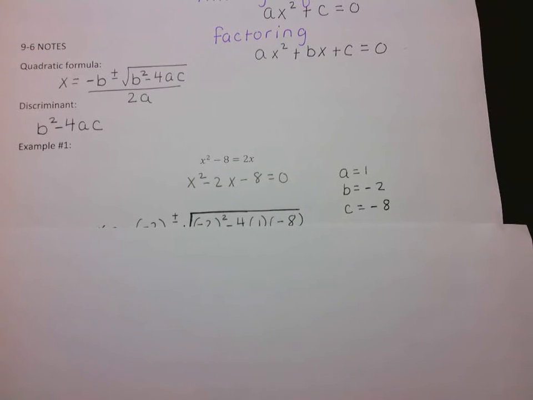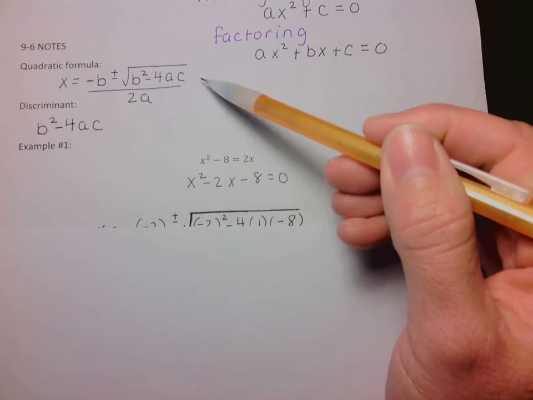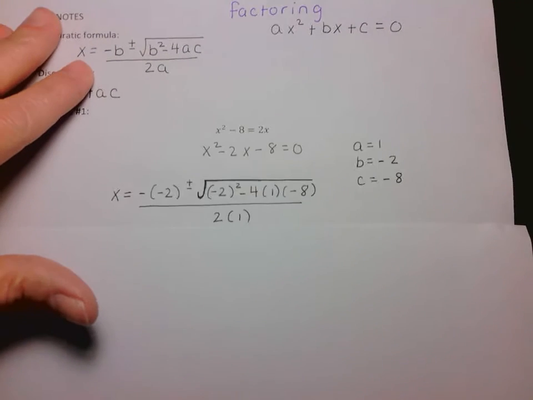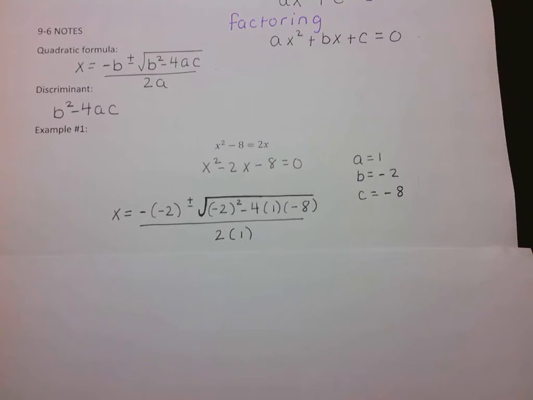Then you have to identify what is your A, what is your B, and what is your C. Then you take A, B, and C and you plug it into the quadratic formula. So that's what I did. I took the values for A, B, and C and I plugged it into the quadratic formula. And now at this point, all I'm going to do is simplify.